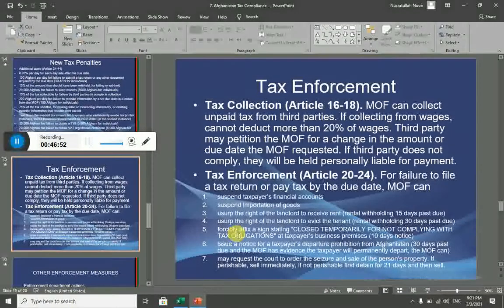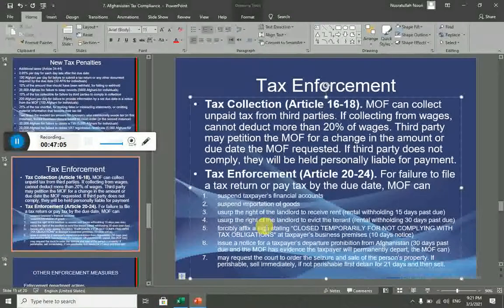Forcibly affects a sign stating closed temporary for non-compliant. Yeah, they will close your businesses for 10 days. They will give you a notice to make you compliant. If you are not compliant, then they will come and seal your businesses for 10 days, and then for 30 days, and then afterwards, if still you are not compliant, they'll permanently seal your business.